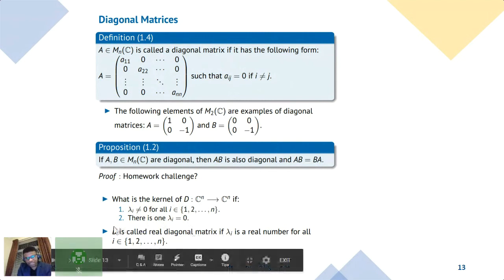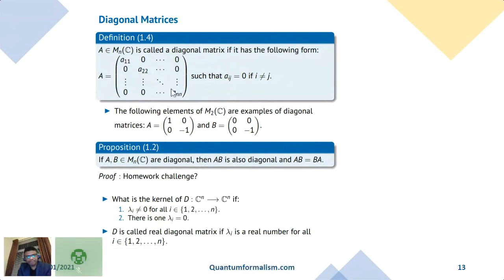A very important definition here, I didn't bother to call it a definition, but it's very important. You will see in the next session when we are talking about diagonalization. D is called real diagonal if all the entries are real numbers. So if it doesn't have any components that are complex, all the components here are real.